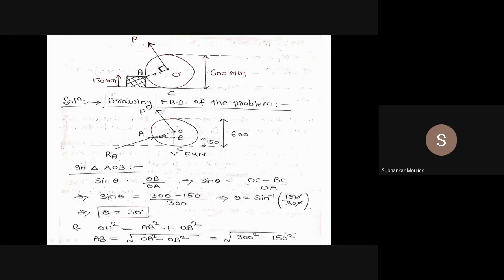That is 30 degree. So now it is clear that this reaction force RA, which is exerted by this rectangular block on this circular wheel, is inclined at an angle of 30 degree from the horizontal. So we got the value theta equal to 30 degree. Is everything clear to you till this point? Any doubt so far?